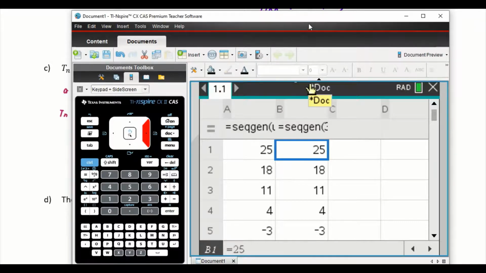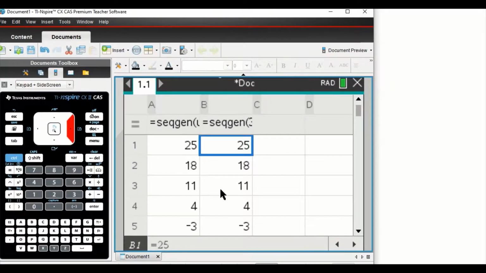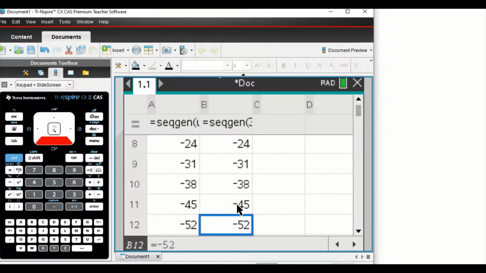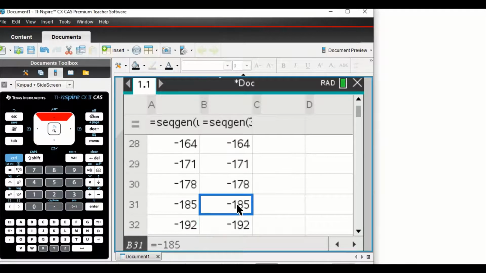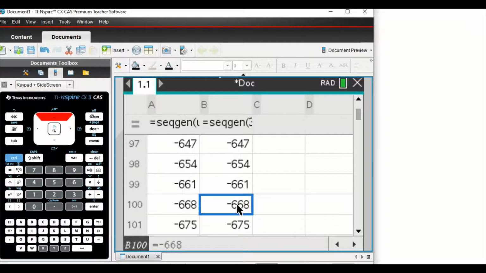Then we can straight away get our answer from the calculator. The question needs our T4, right? You can see T4 is 4. Then what's our T30? We can move on to 30. You can see T30 is negative 178. Then T100: you just scroll until you get to the 100th term, and you get negative 668. If you wish, you can always try out with the formula that you got, substitute, and see whether you get the same answer or not.